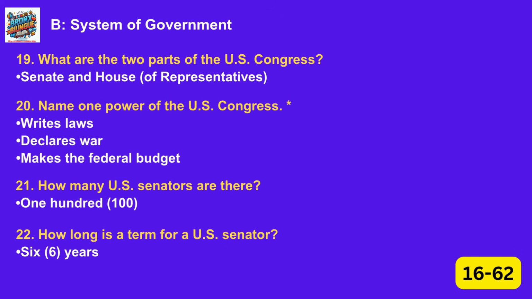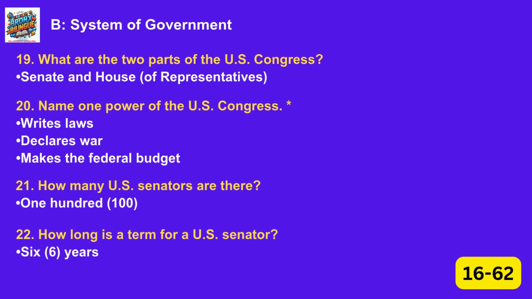19. What are the two parts of the U.S. Congress? Senate and House. 20. Name one power of the U.S. Congress: writes laws, declares war, makes the federal budget.